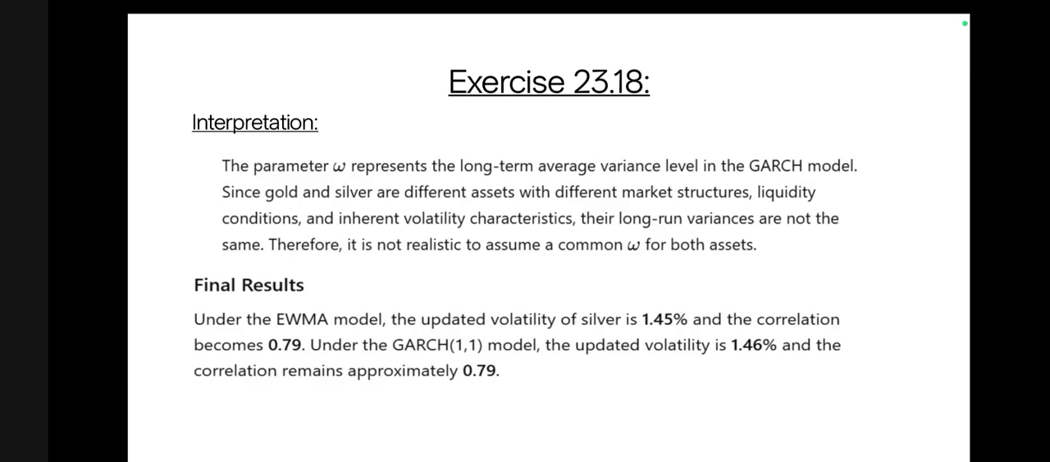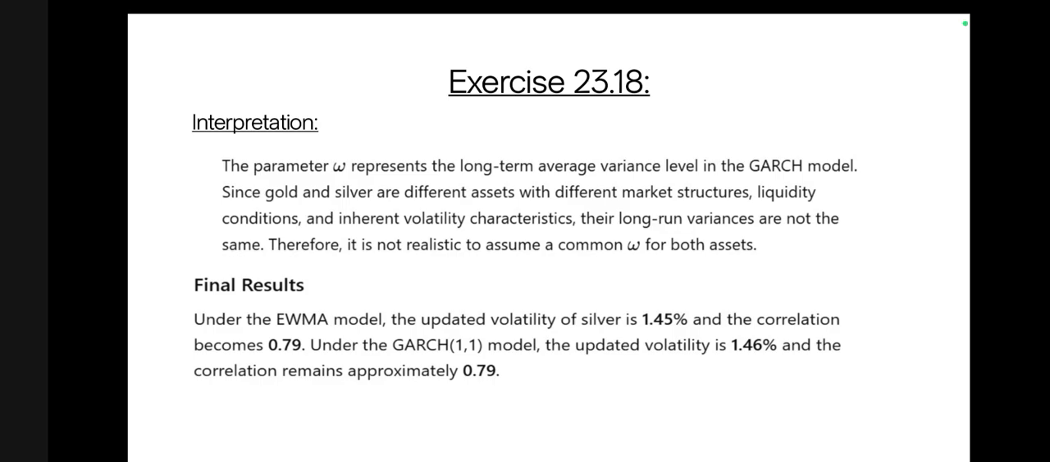And in the last slide, we concentrate on the interpretation and the final results. The parameter W represents the long-term average variance level in the GARCH model. Since gold and silver are different assets with different market structures, liquidity conditions, and inherent volatility characteristics, their long-run variances are not the same. Therefore, it is not realistic to assume a common W for both assets.